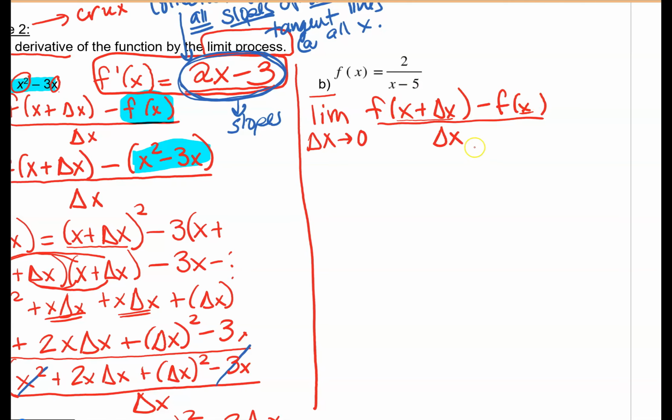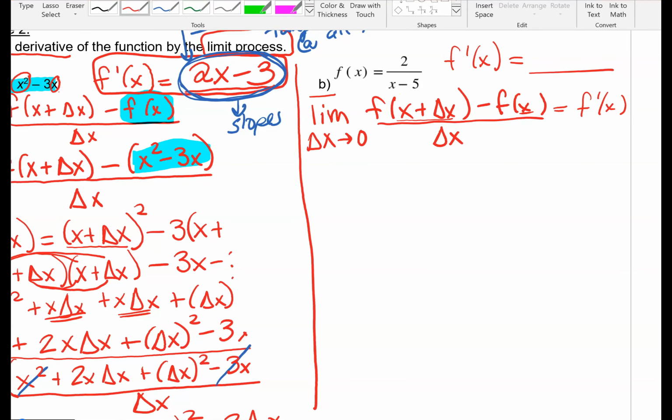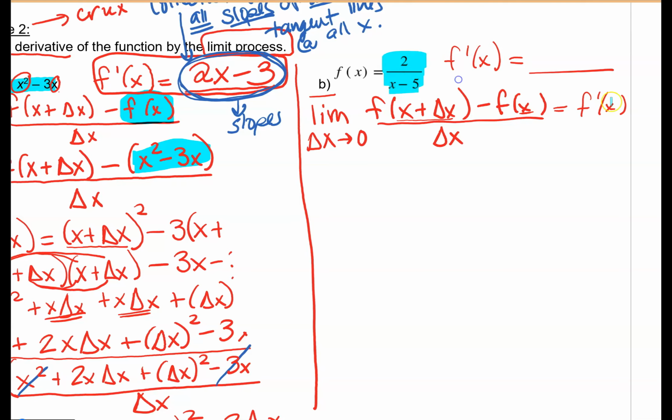And then we simplify that, plug in 0 for any remaining delta x, and what that will give us is the derivative. It'll give us the slopes of all the tangent lines at all the different x's. Okay, but let's go ahead and plug in this function for f of x. So remember, whatever f of x equals, that part's going to get plugged in right there.